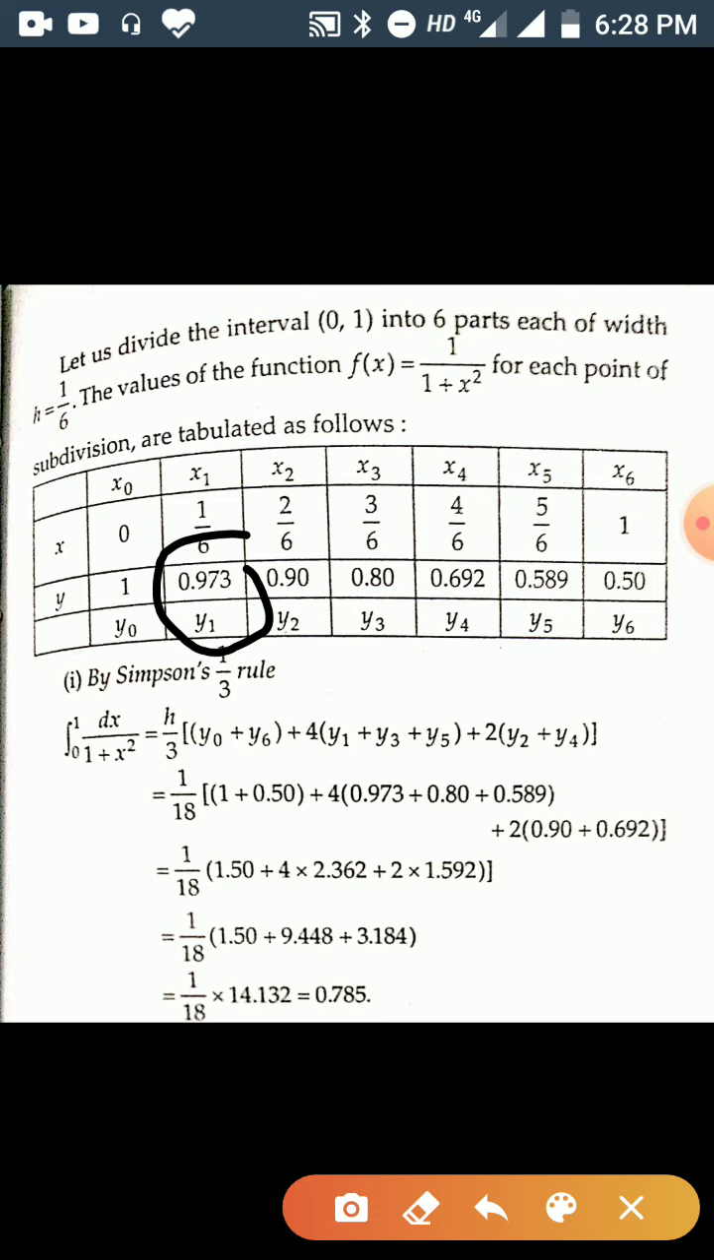So by Simpson's 1/3 rule, apply the formula of Simpson's 1/3: h by 3, sum of first and last term, which is y0 and y6, 4 times sum of odd entries y1 plus y3 plus y5, 2 times sum of even entries y2 plus y4. Just apply the values from the table and simplify. You will get the value as 0.785.